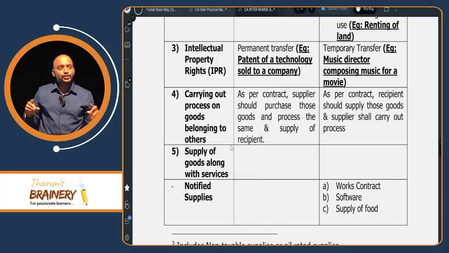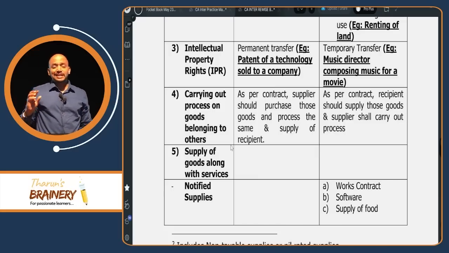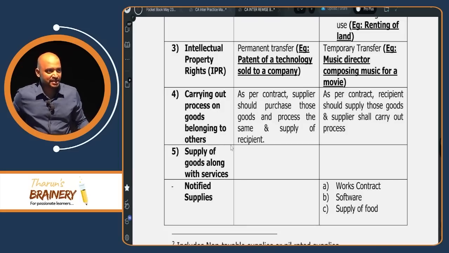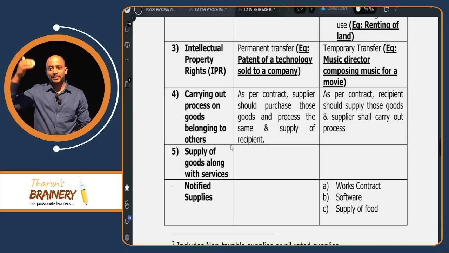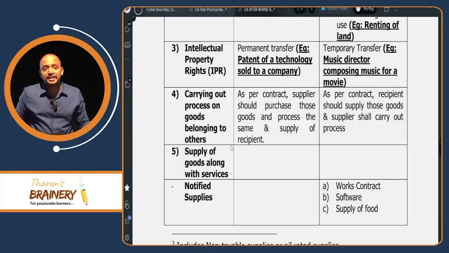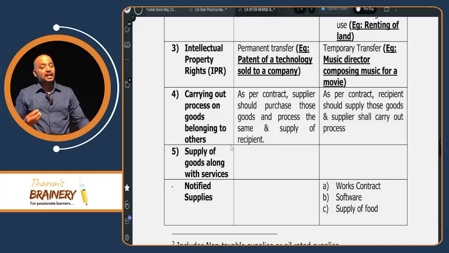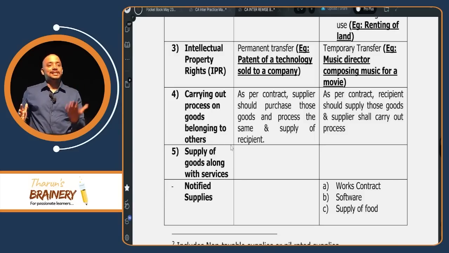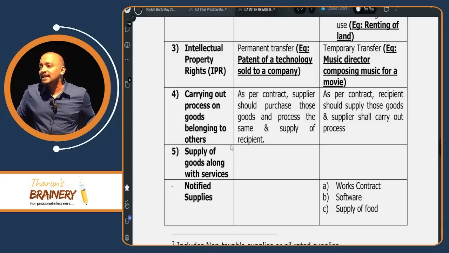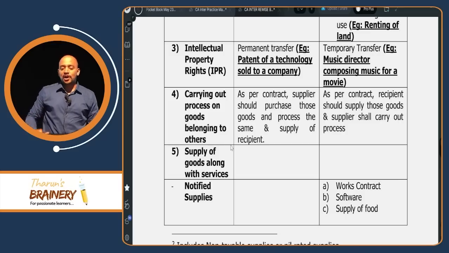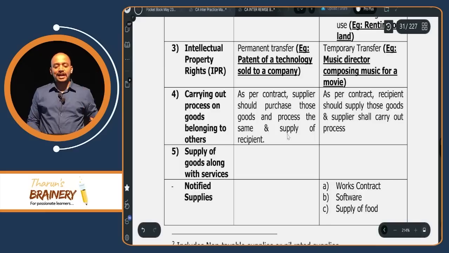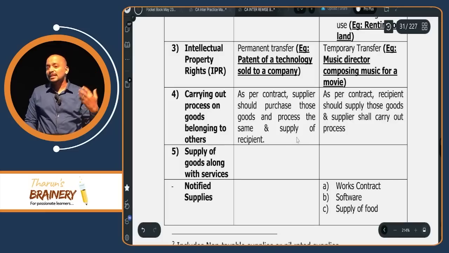Carrying out process on the goods belonging to other person, whether that is substantial material given by the other person or minor material given by the other person. If substantial material is given by the other person, it will be treated as supply of service. If only minor material is given by the recipient, but major material required is purchased by the supplier only, then it will be treated as supply of goods. As per contract, supplier should purchase those goods and process the same, and some material is given by the recipient, still it will be supply of goods.